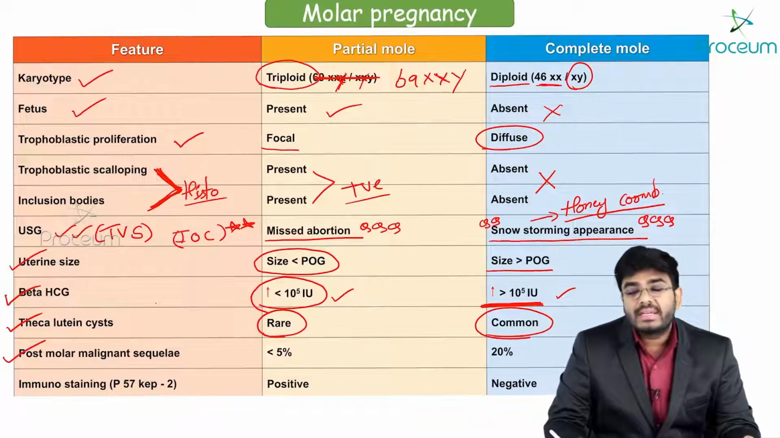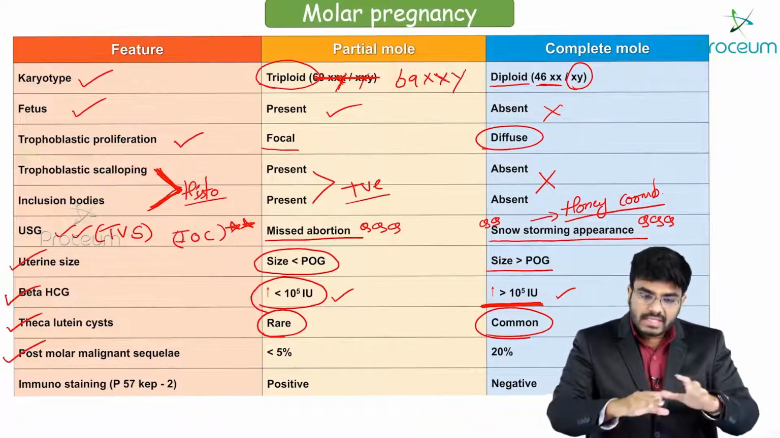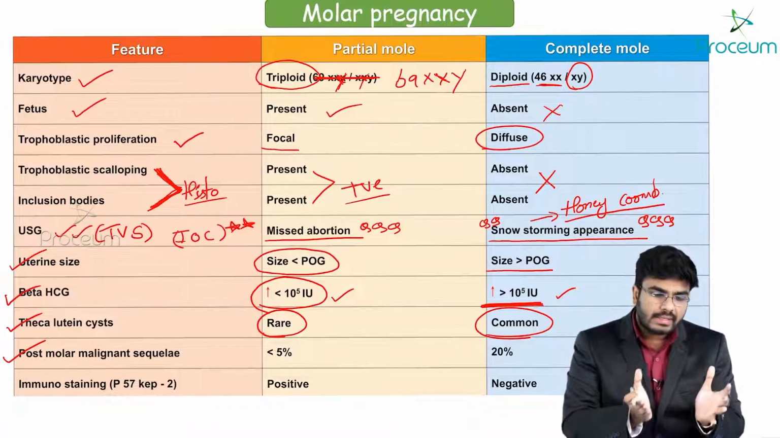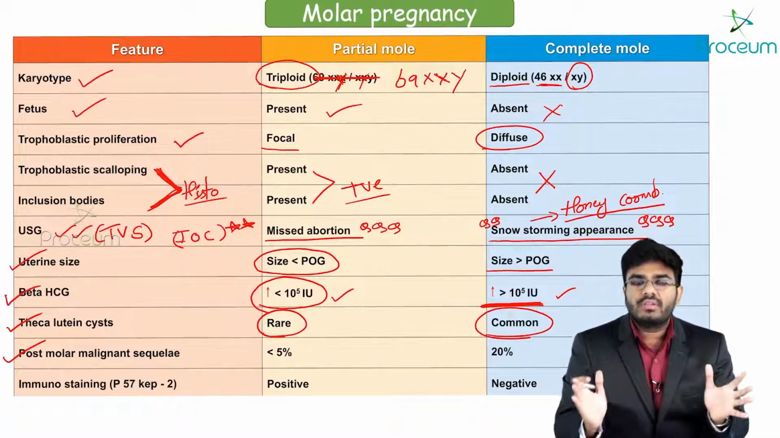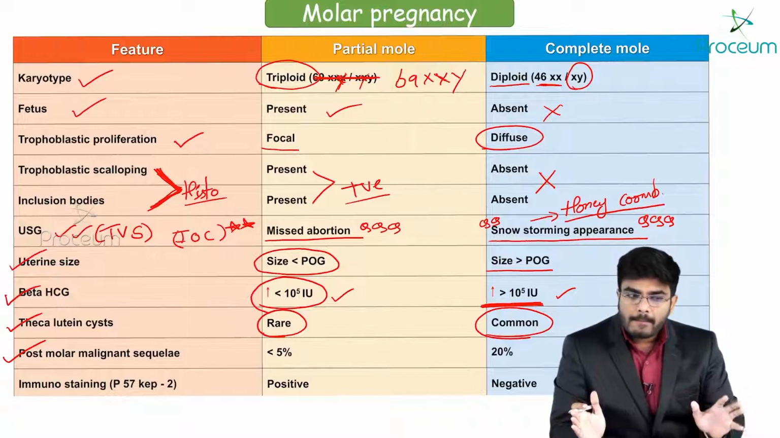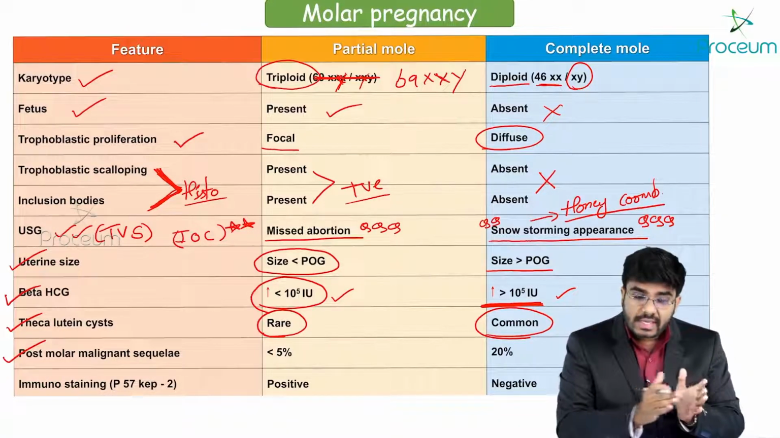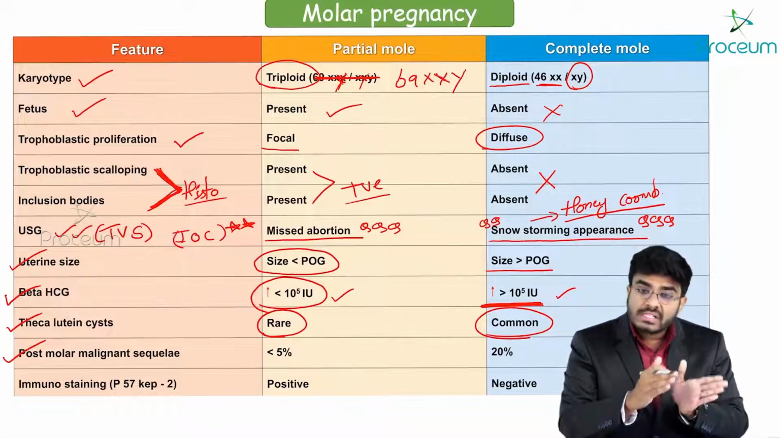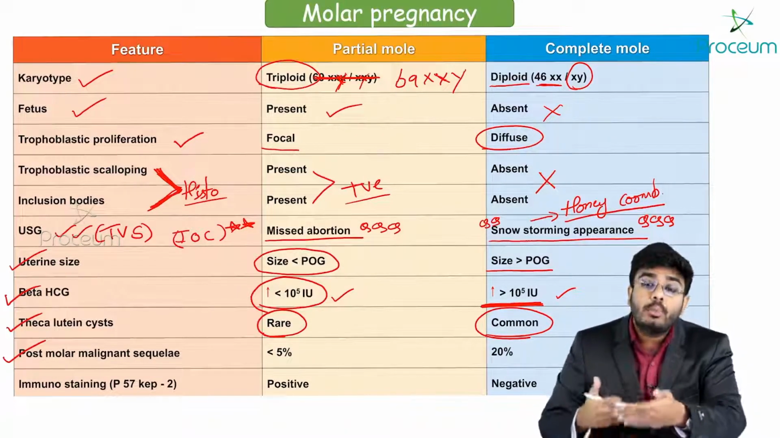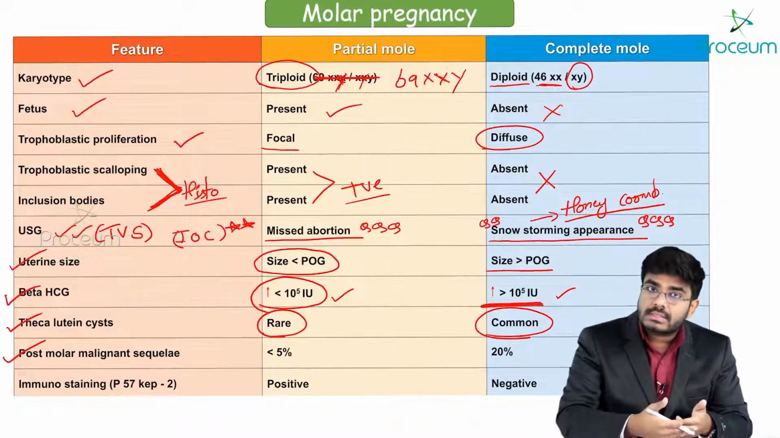Now, postmolar malignant sequel. Postmolar malignant sequel means, see, now this molar pregnancy, either it is partial mole or complete mole, both of these conditions are benign conditions, no doubt. But they are having malignant potential, which means they can turn into gestational trophoblastic neoplasias. Yes, they can turn into cancers.